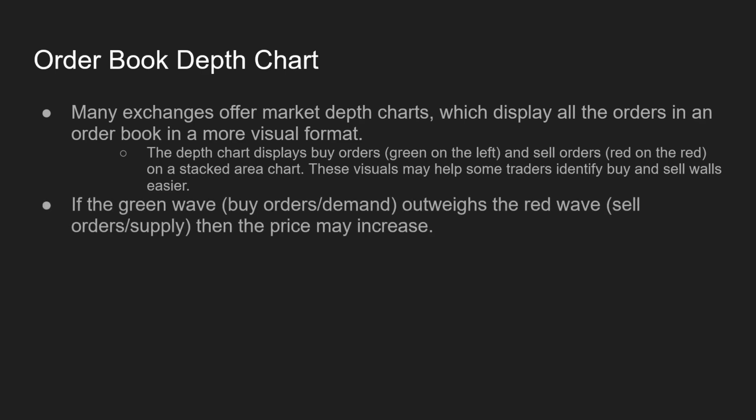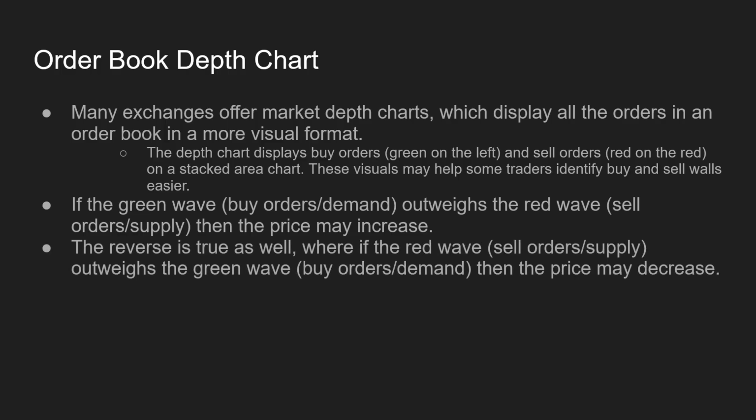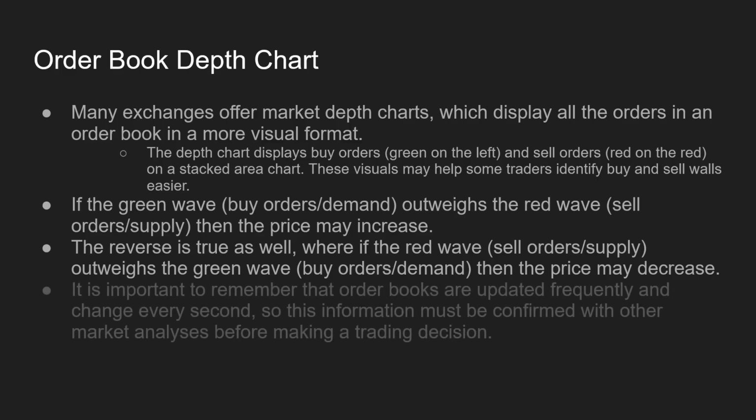Now, if the green wave, the buy orders or the demand, outweighs the red wave, which is the sell orders and supply, then price may increase. The reverse is true as well. If the red wave, those sell orders or that selling pressure, outweighs the green wave, then the price may decrease, right? It's just another visual way of representing the order book.